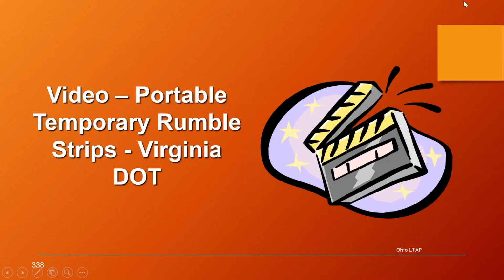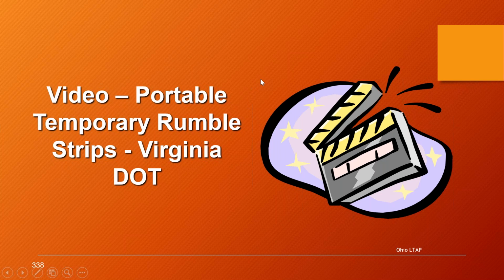Another way to make your work zone as safe as possible, that's something kind of relatively new on the scene, are these portable temporary rumble strips. And the Virginia Department of Transportation, they require the use of these in these high-speed two-lane rural flagging areas. So let's take a look at this YouTube video.